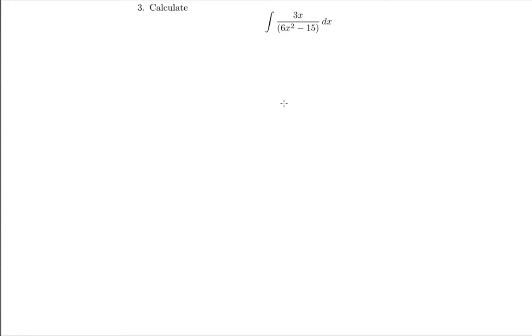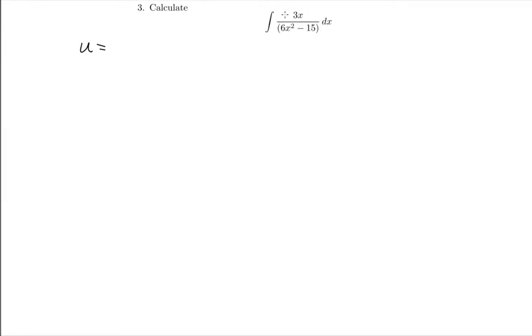A little bit more complicated indefinite integral. Here they asked us to calculate the indefinite integral of 3x over 6x squared minus 15. So to do this, we're going to use the substitution method. And the first step in the substitution method is to figure out what we should choose our new variable u to be equal to. There's some choices you can make here.